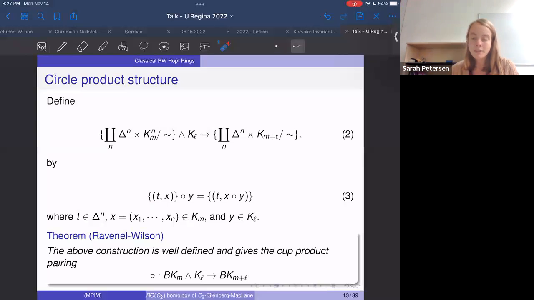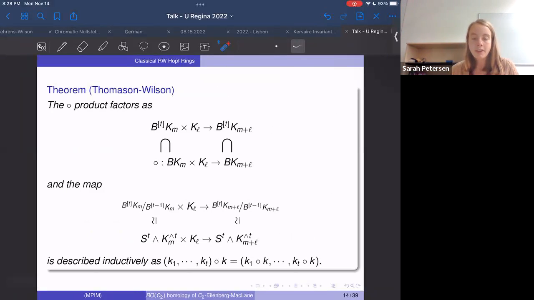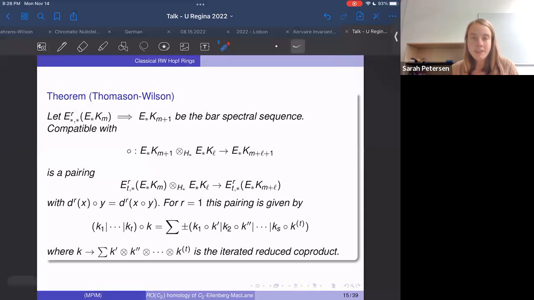So what's useful about this is it gives a very explicit description that Thomason and Wilson are then able to use to show that the circle product in fact factors through the bar construction. And this allows you to inductively describe the circle product on the associated graded pieces as well. And this leads to a pairing in the bar spectral sequence, compatible with the circle product in homology.